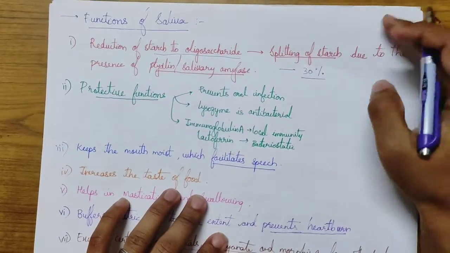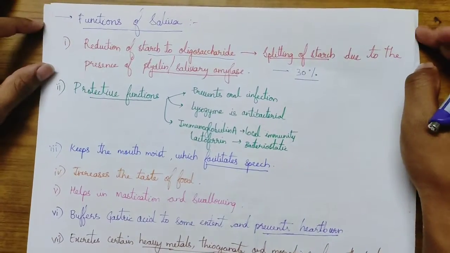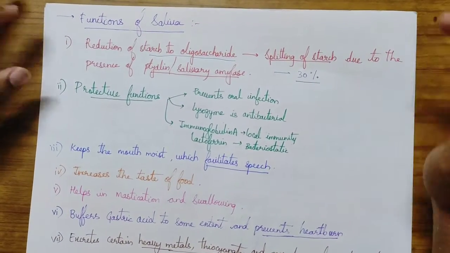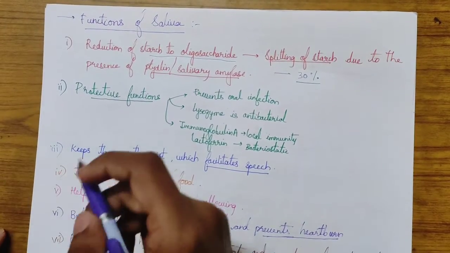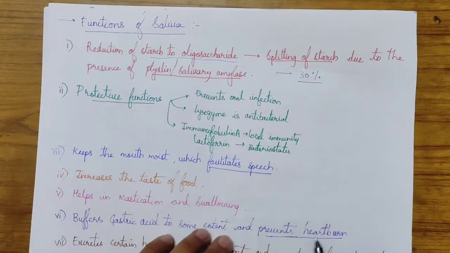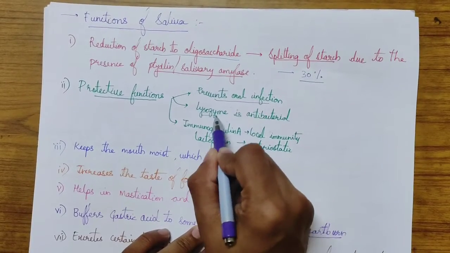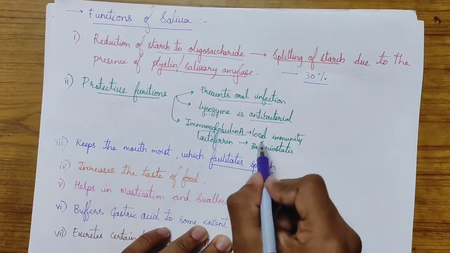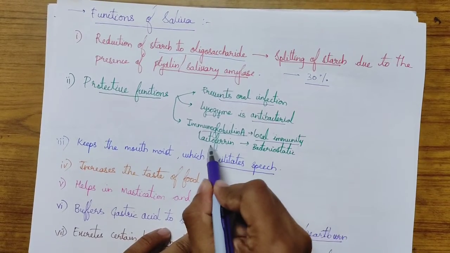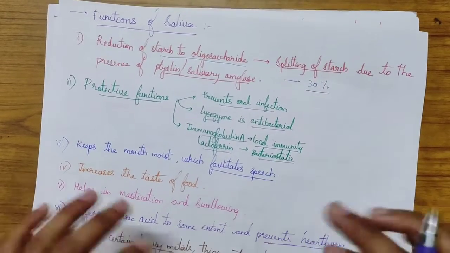In the deficiency of saliva also, digestion does not stop, because there is gastric secretion which helps in the digestion of the starch. The next function is protective. It prevents oral infection. It contains lysozyme, which is antibacterial. It contains immunoglobulin A, which helps in local immunity. It also contains lactoferrin, which is again a bacteriostatic enzyme.